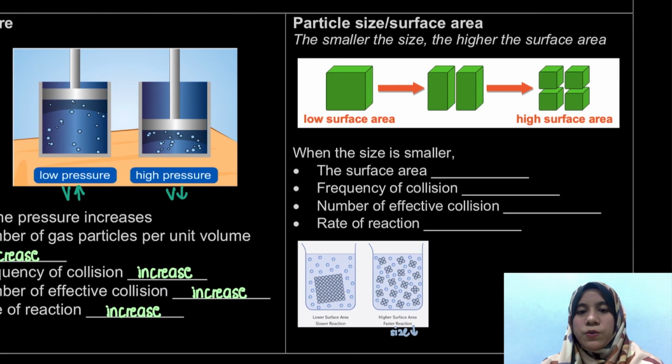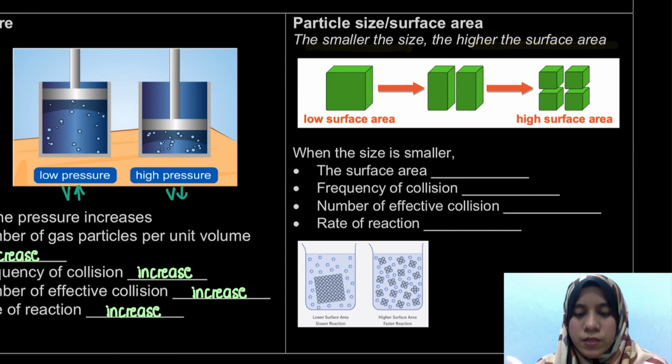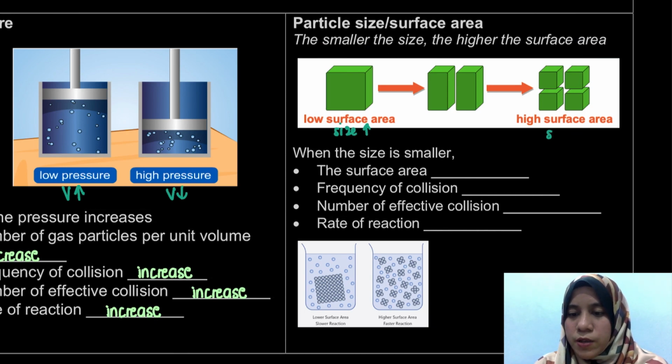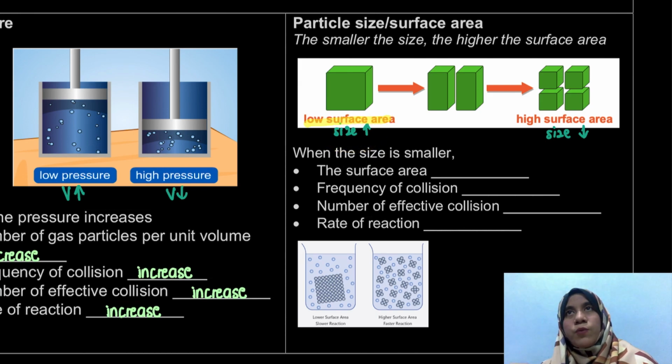Next factor that we're going to look at is actually particle size or surface area. Here you mentioned the smaller the size, the higher the surface area. So this is actually a bigger size. It has a bigger size. Here, when compared, it has the smaller size. But when the size is big, it has a low surface area. For example, when it's reacting with water, our liquid, it has a lower surface area.